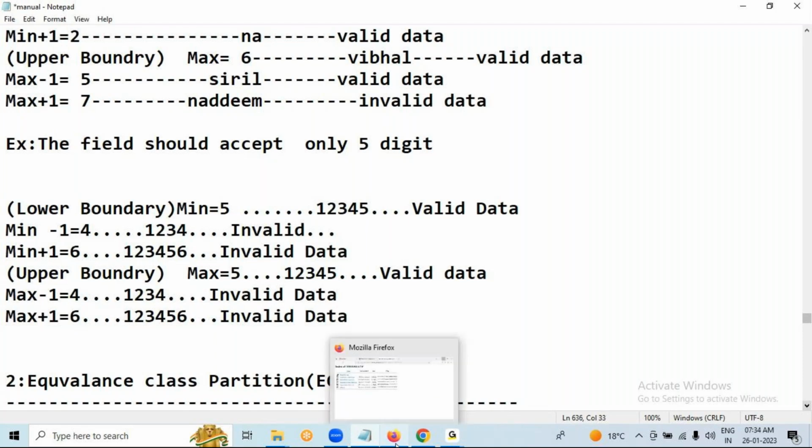Sir, it's okay. Minimum should be 5, maximum should be 5, right? Perfect, guys. So then what does ECP mean?